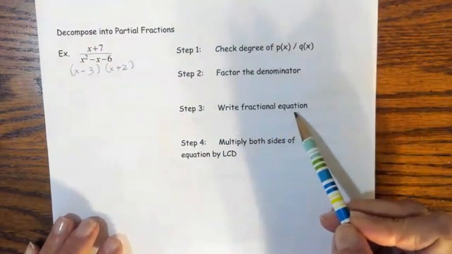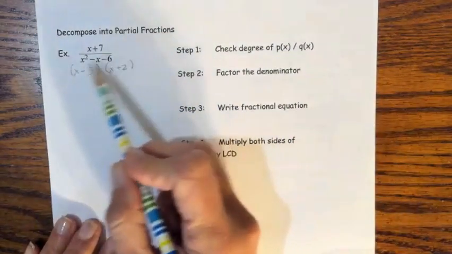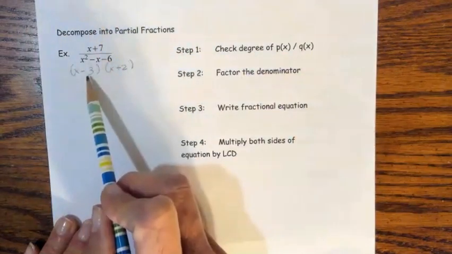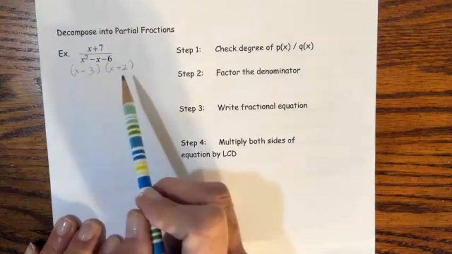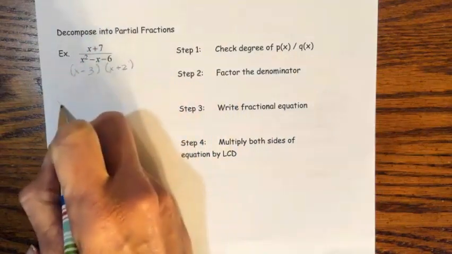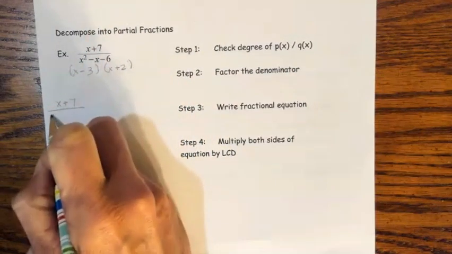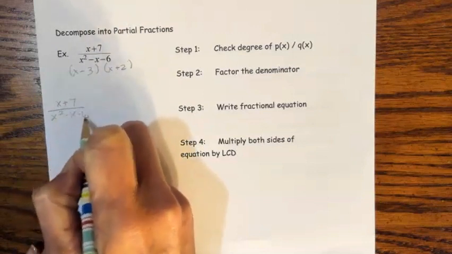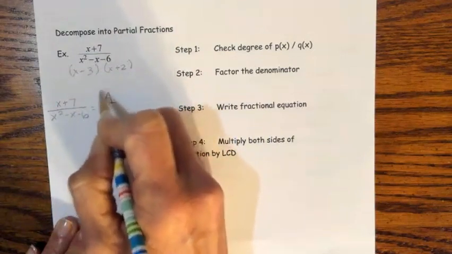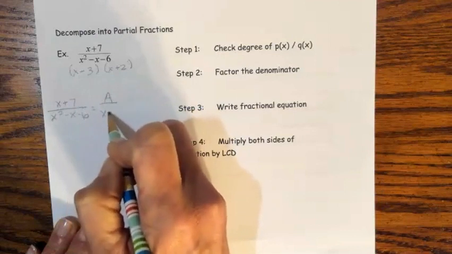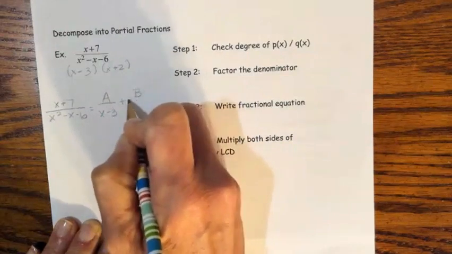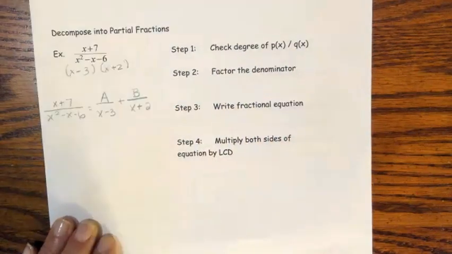And then I write the fractional equation. So that means my two fractions, like if I'm looking here, one will have a denominator of x minus 3, and one will have a denominator of x plus 2. So what I'm going to do is I'm going to write this fraction over here on the left side of my equation, because these are going to be two equal fractions. So I don't know what this number is that's going to go over the x minus 3 factor, plus I don't know the number that's going to be over the x plus 2 factor, so we're going to use A and B.